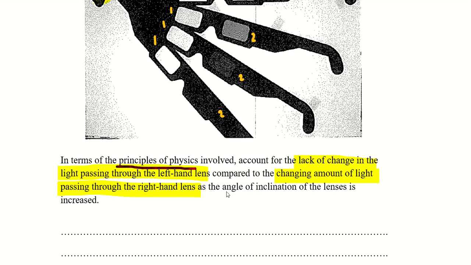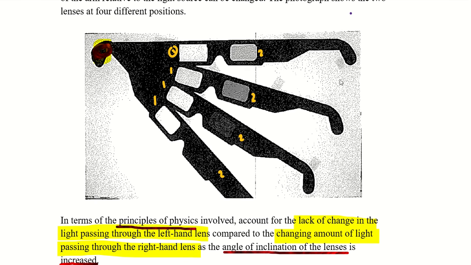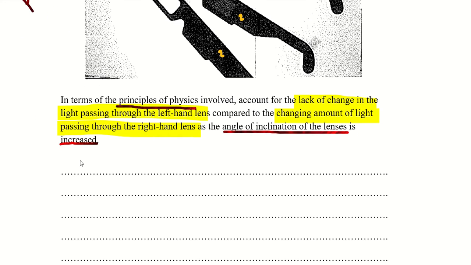And the main point is as the inclination angle is increased. So what you can tell from this image here, we can already see that this concept is about polarization. So we want to explain what's happening in terms of polarization. Let's firstly start with the first lens, lens 1.